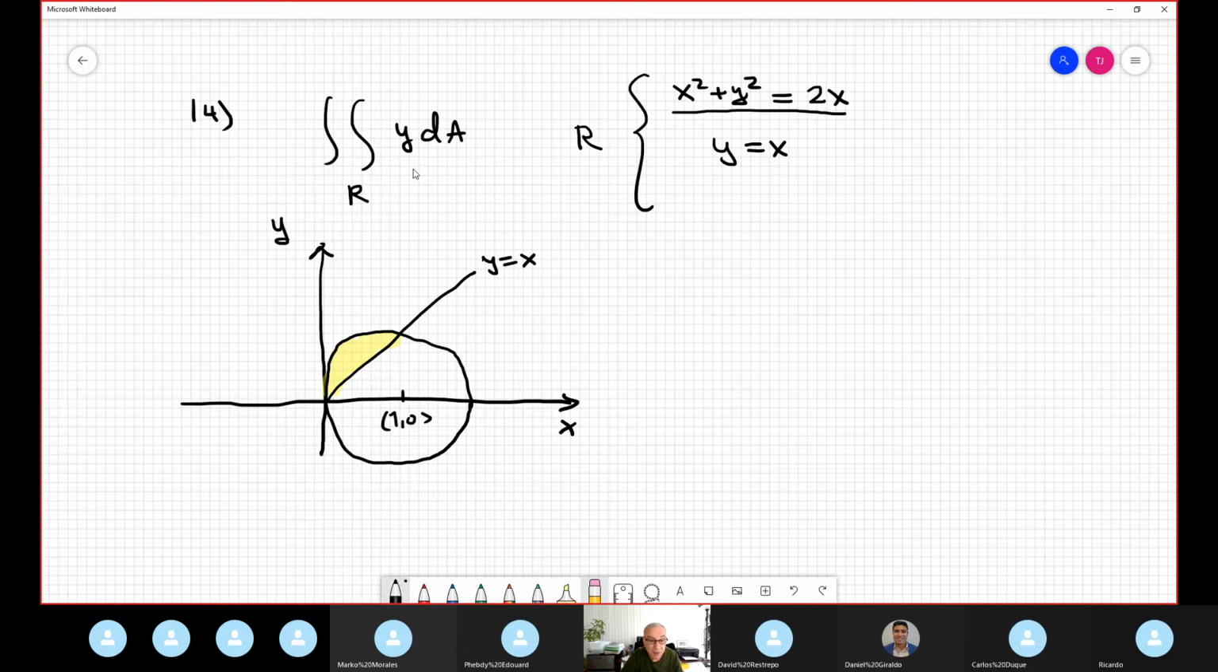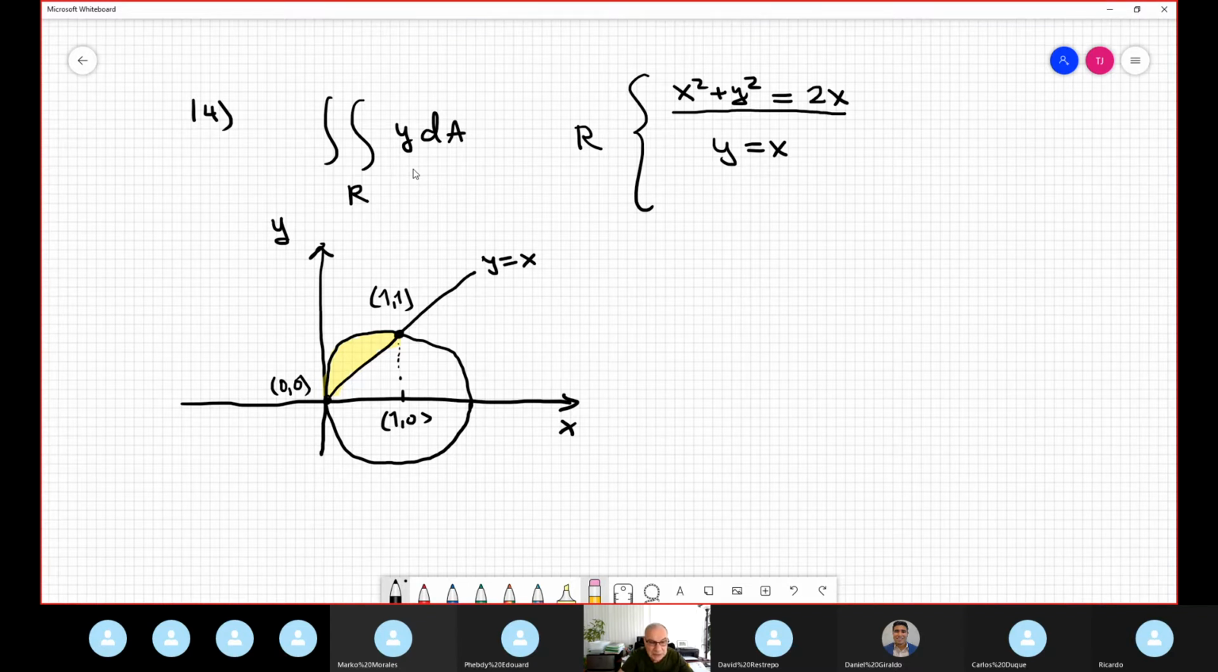I need to find maybe this point. Well, it's easy. This is easy geometry. You can see this point is (1,1), and this point is (0,0). Easy. Okay, so now I need to make an important decision.